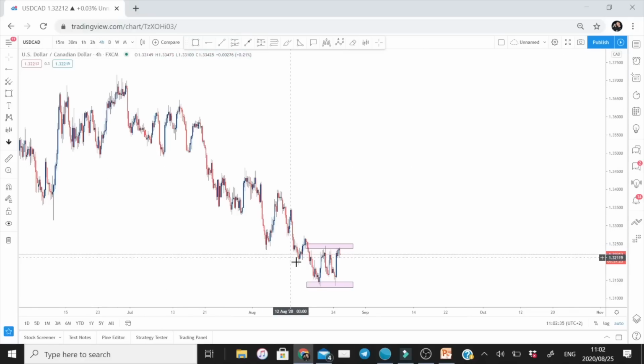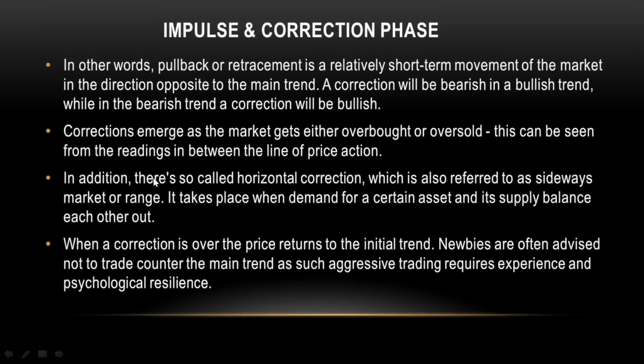So this was an impulse move to the downside. Now it's correcting. That is why it's going sideways. Remember, in this instance, we say at the low we support, at the above we resist. So that's it for impulse move and corrections. Let's delve deeper into our lesson, continuing with impulse move and correction.